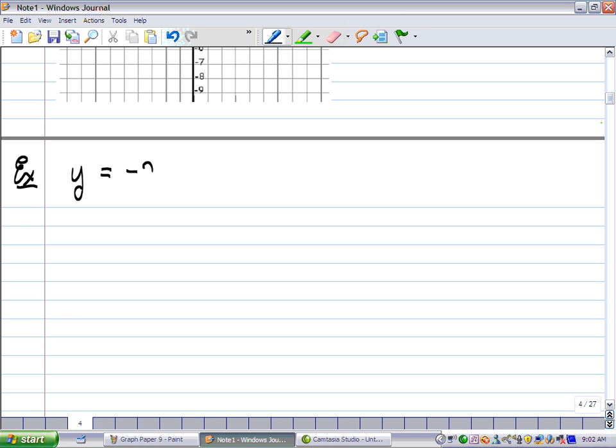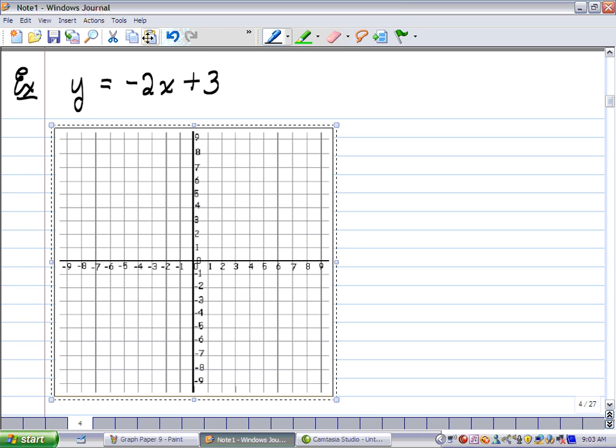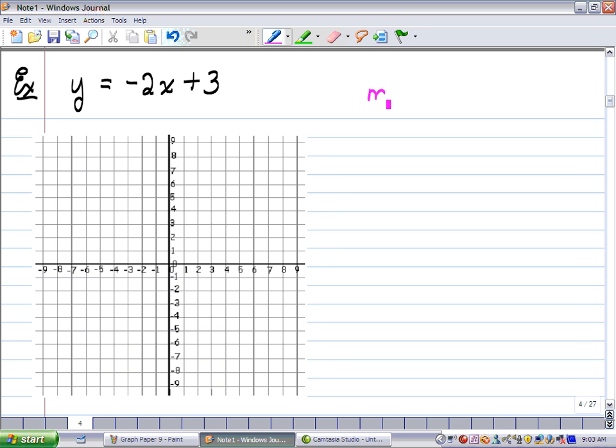Y equals the opposite of 2x plus 3, or negative 2x plus 3. But really that is a fraction, isn't it? Because negative 2 is a fraction. It's negative 2 over 1. So the slope is going to be going down, so the rise is really going to be what? Down, because it's negative. The run is still positive, so it's going to be to the right.